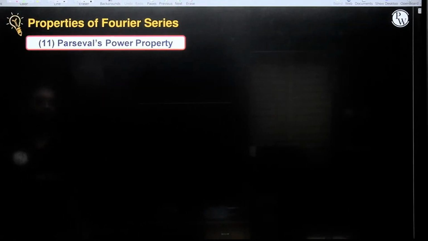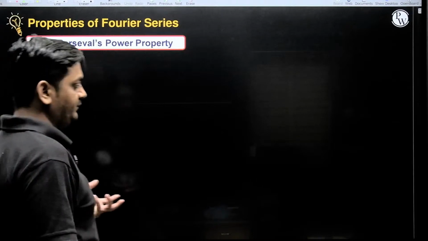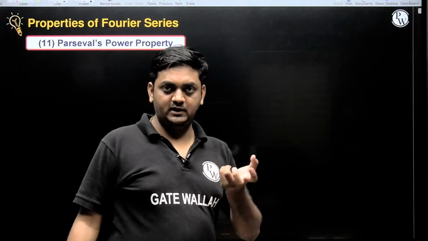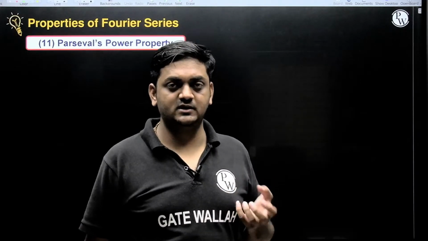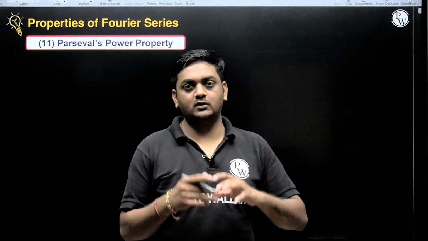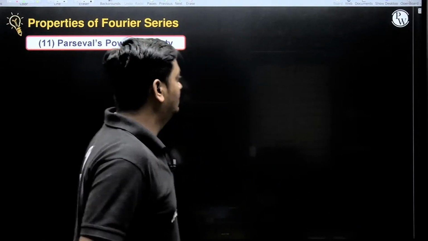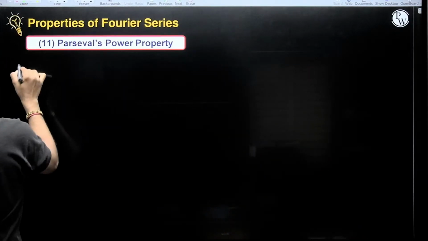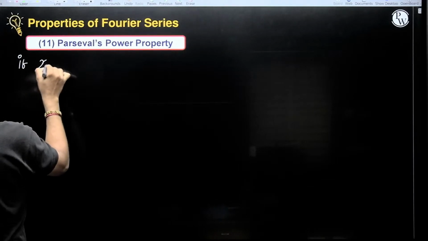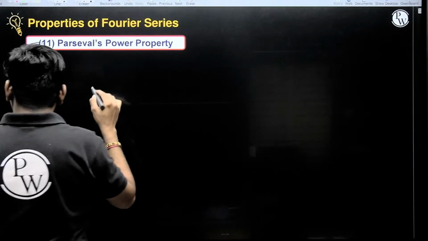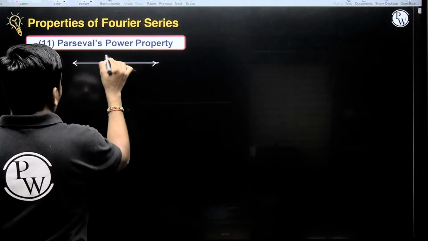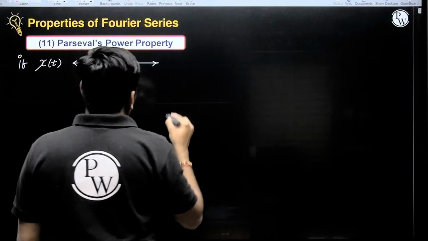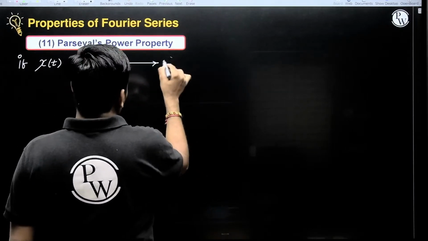Parseval's power theorem, that I already told you about. You can calculate power from x of t, and you can calculate power from all the coefficients. The Fourier series representation says how the total power is distributed over the different frequencies. Okay, so we have already seen this. Remember the Fourier series coefficient of x of t.